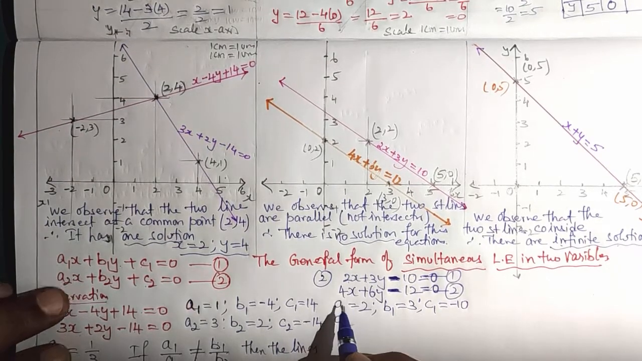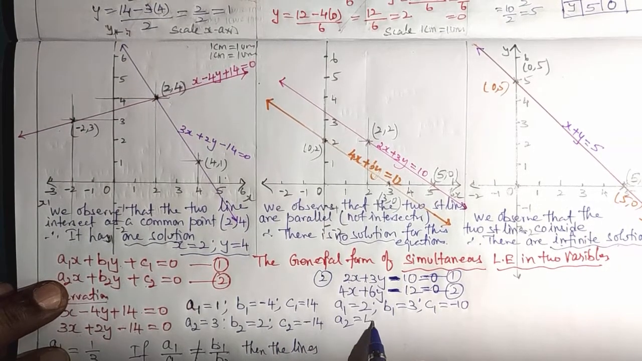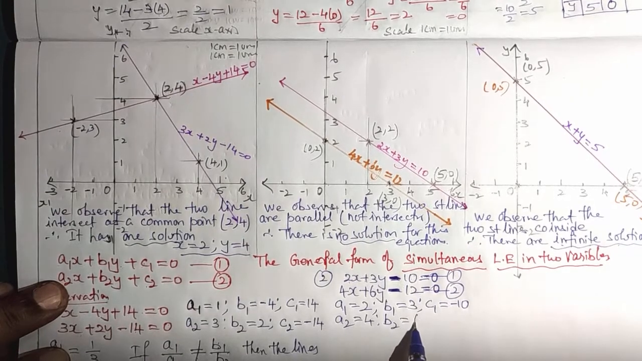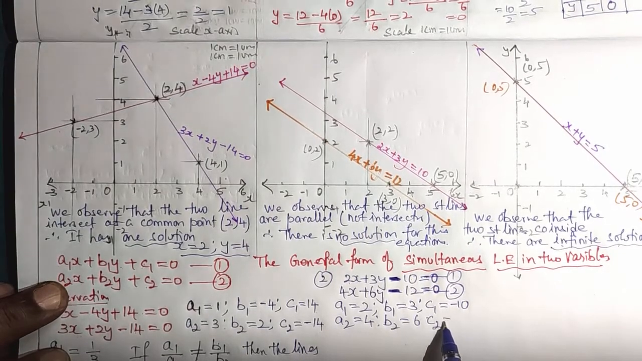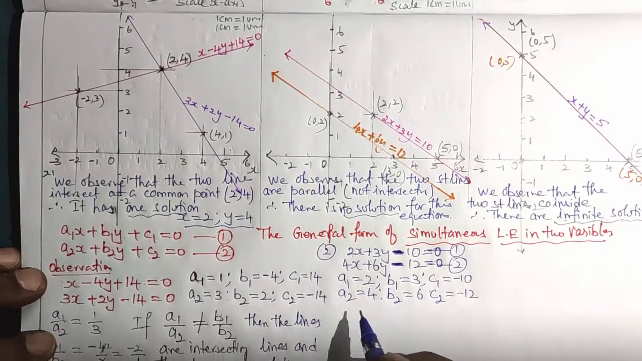a2 is equal to how much? 4. b2 is equal to what? 6. c2 is equal to what? Minus 12. Now I will check the ratios here.